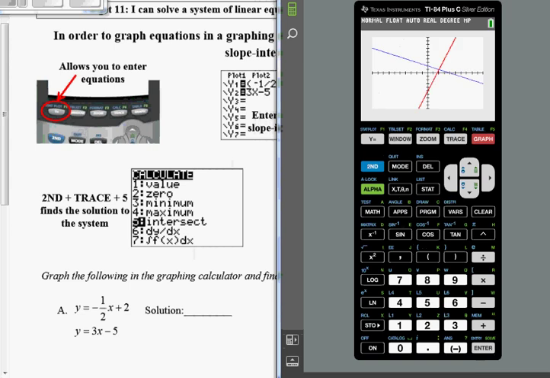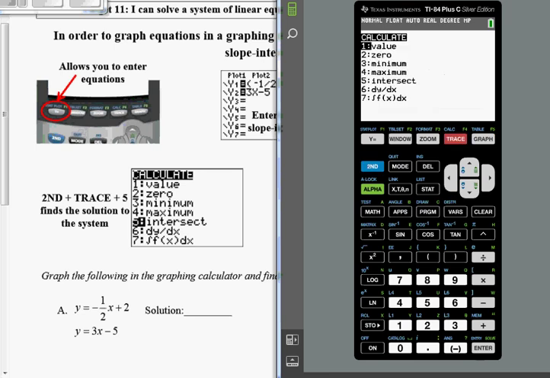When I hit graph, yours may be colored or it may just look like two black lines, but we have our system of equations graphed for us. Remember, we said we need to find what that intersection point is. So in order to find that intersection point, I'm going to hit second and then trace. So trace is right up by graph. If you look, number 5 says intersect, so we'll scroll down to number 5.